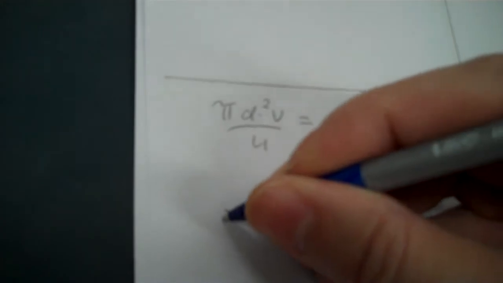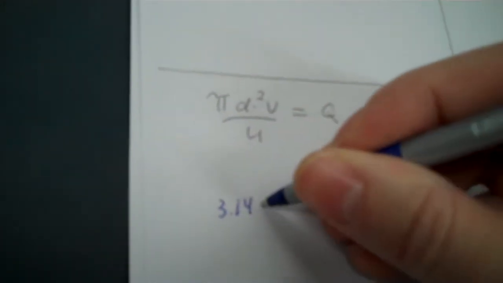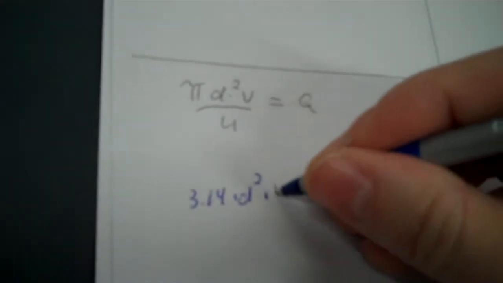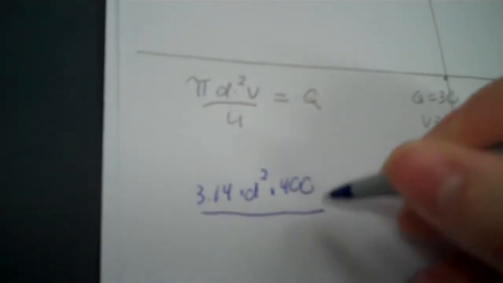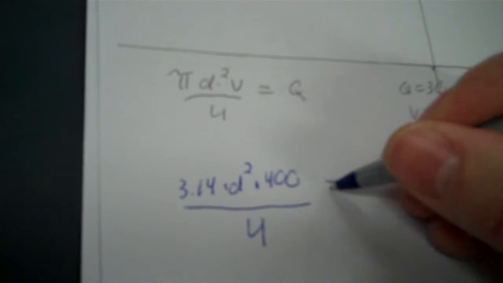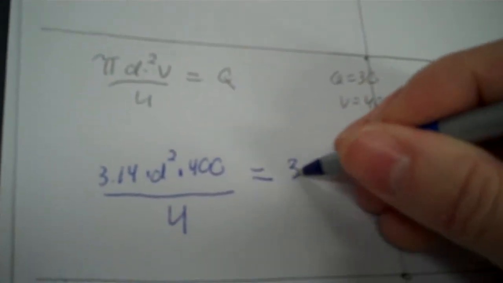Okay, I'm going to do another one. They give you the value for Q and V. You're given those. You have to find the D variable. So pi we know is 3.14. D we don't have. And then the V we have 400 to replace for V. And that's all being divided by 4. And then the Q is 30, okay?